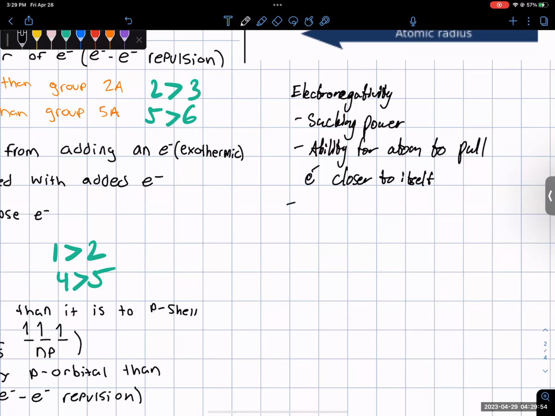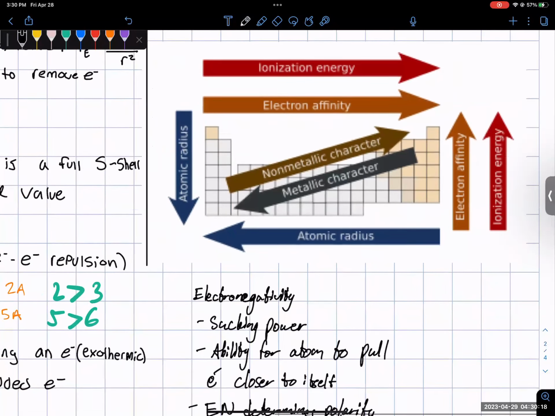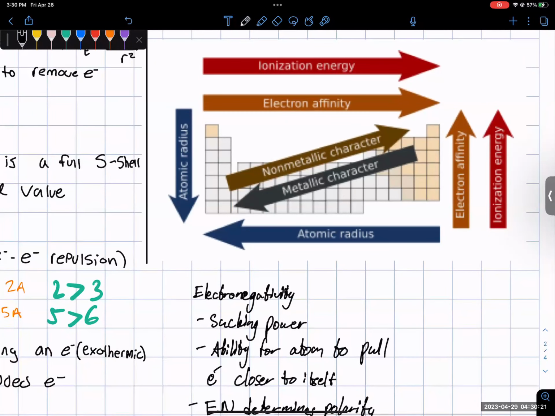Oh, and Eamon brought up another good point. Electronegativity determines polarity. So if something is very electronegative, the bond with that element is most likely polar. But if something's not very electronegative, it's not that polar. So electronegativity increases up and to the right. Increases or decreases? Increases.